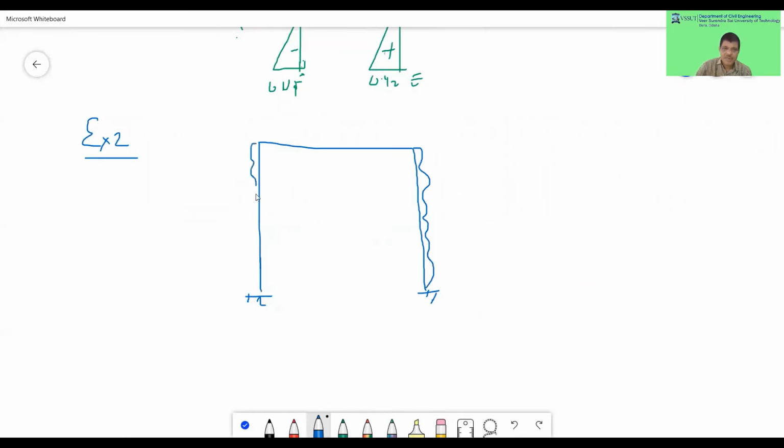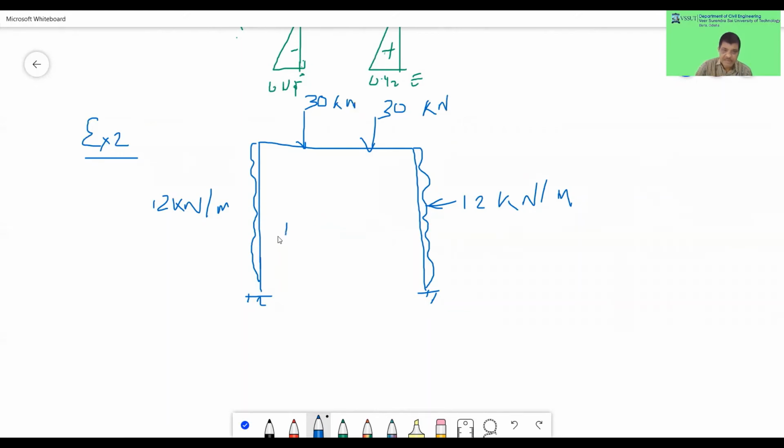And loading on both sides, UDL, and both are similar. So 12 kilonewton per meter and 12 kilonewton per meter. And there are 2 point loads here and here, and both are 30 kilonewton, 30 kilonewton. The spans are given.